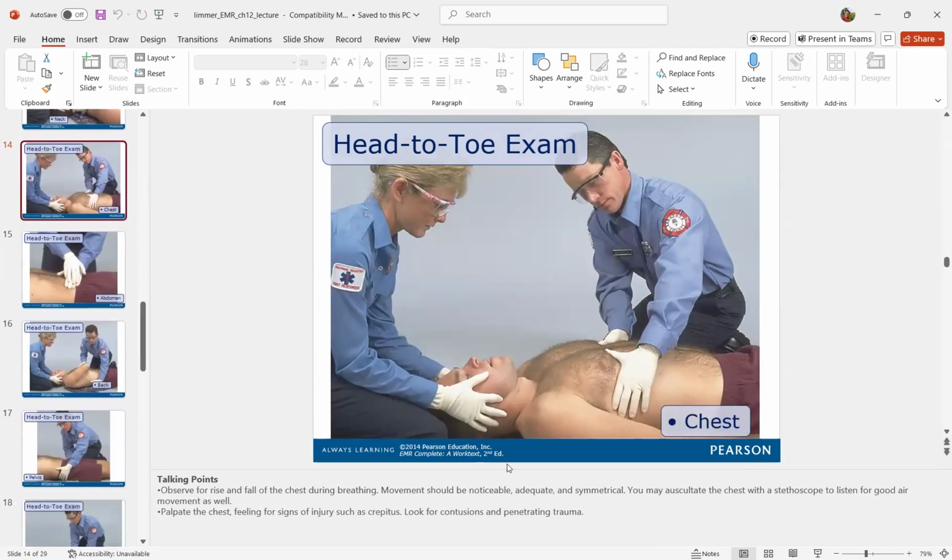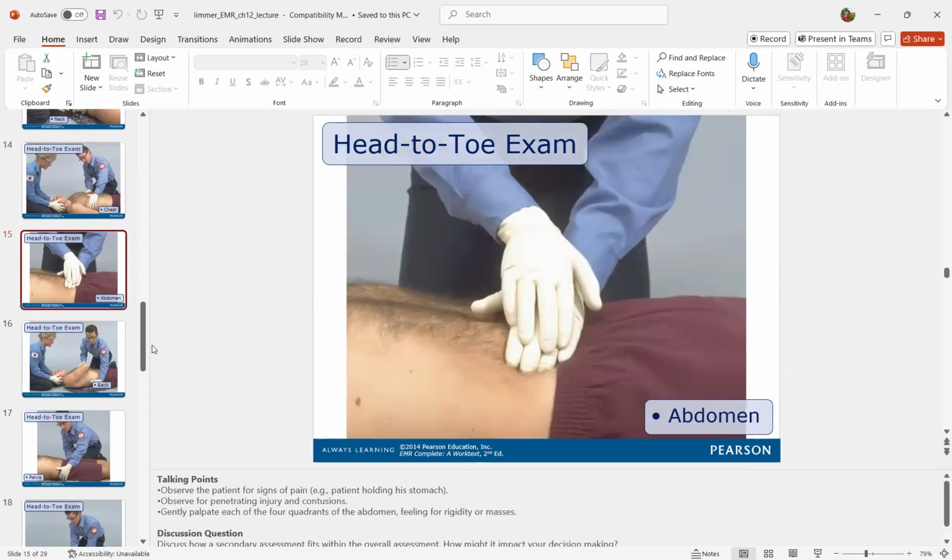We're going to palpate the chest. I start with the shoulders and then go into the chest, making sure those ribs are in place. Get good chest rise and fall during a breath. Good movement should be noticeable, adequate, and symmetrical. We can auscultate the chest, listen to lung sounds here and up in here, making sure that they're getting good air movement. So palpating the chest, feeling for signs of injury, like crepitus, which is that bone-on-bone grating, so they've got something broken in there. Looking for any contusions, which are bruises, any penetrating trauma that you see in there, because if there's stuff going on in the chest, that can affect their airway.